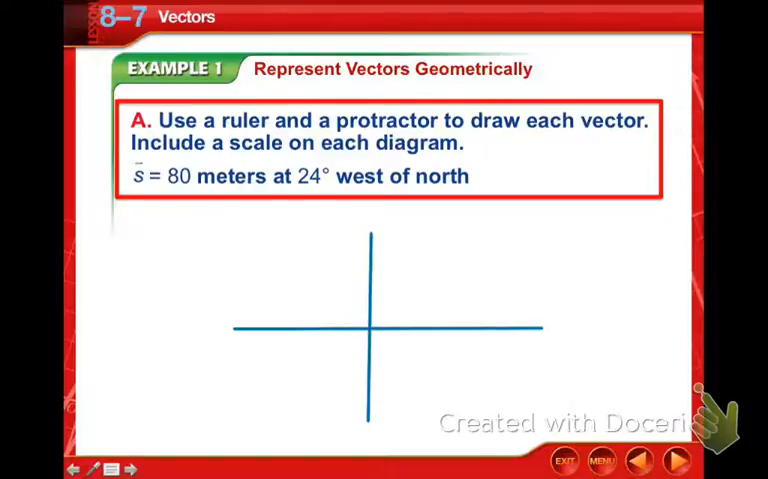Now, occasionally it'll say 24 degrees west of north, like it does here. Sometimes it'll say something like 114 degrees without any direction to it. It's still telling you a direction. So typically whenever you're talking about direction like that, it's going to start at 0 degrees. So this is 0 degrees here, the east. The east is 0 degrees.